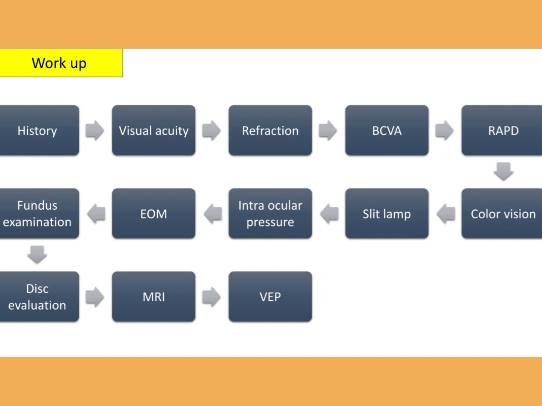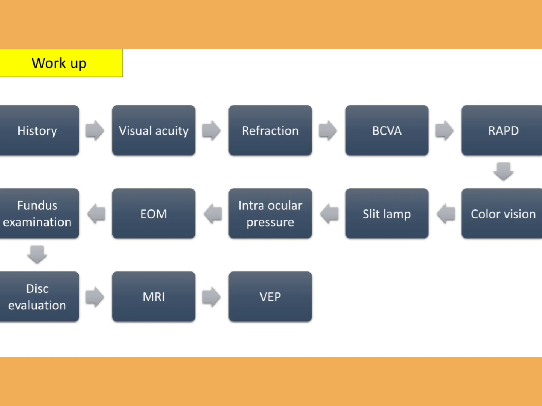After that, do a proper slit lamp examination to rule out any type of anterior segment abnormality. Then measure the intraocular pressure to rule out any risk of glaucoma, right? Then check the extraocular motility of the patient.